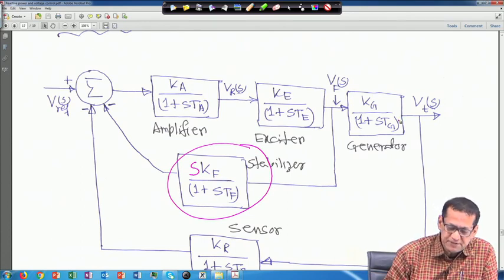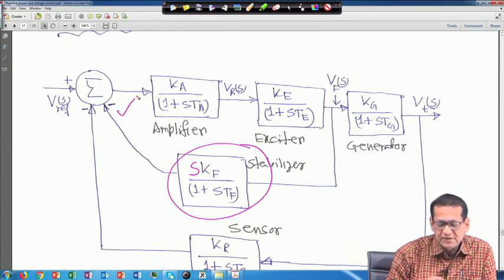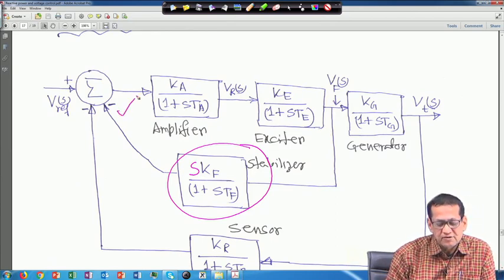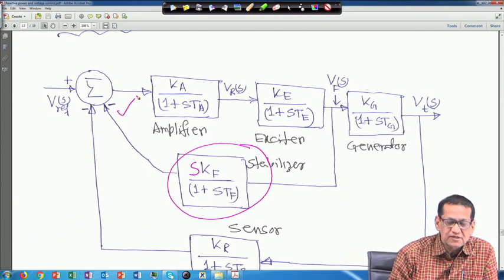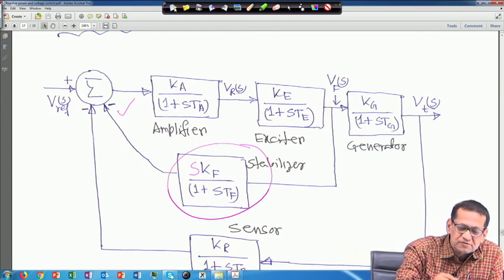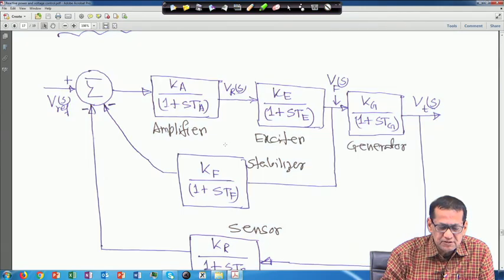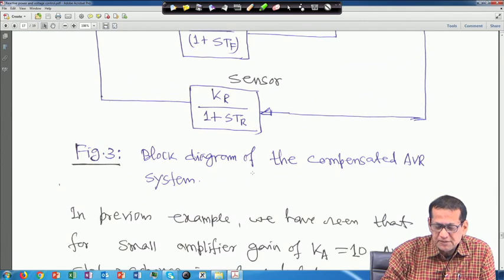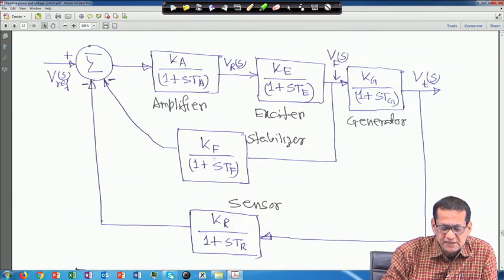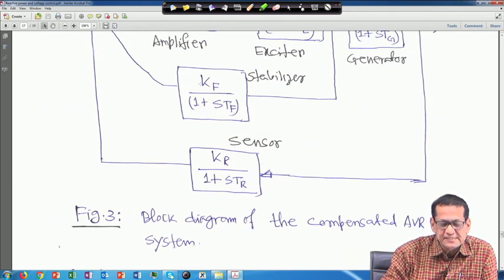Previously this feedback was there, but now there is one inner loop going here. It has some other version of representing this, but I have taken this one. So this is the block diagram of the compensated AVR system. This actually improves the dynamic performance because this is a rate feedback. It is SKF upon 1 plus STF.